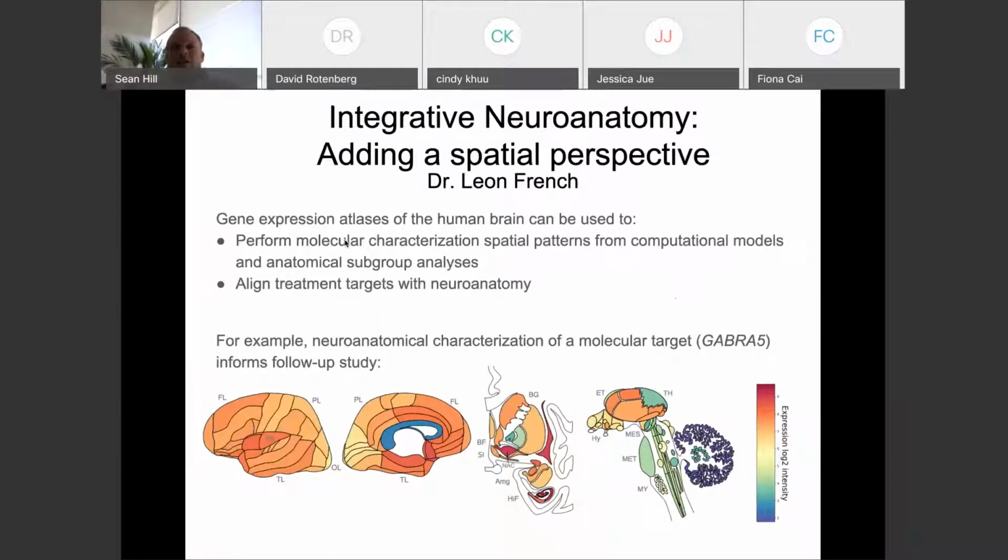Dr. Leon French leads the Integrative Neuroanatomy team, where he can use gene expression atlases to look for specific areas that may be more susceptible or more optimal for treatment with particular molecular targets related to, for example, GABAergic and somatostatin-related cell populations. And so that's another opportunity to align and integrate data in order to inform the relationship to somatostatin inhibition.